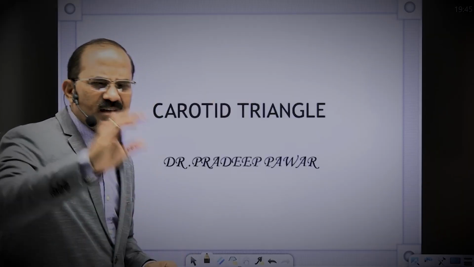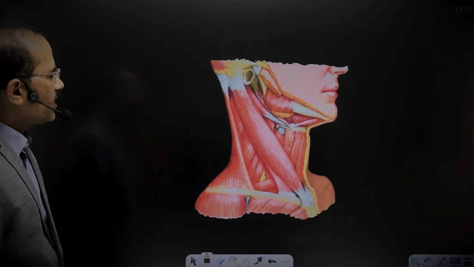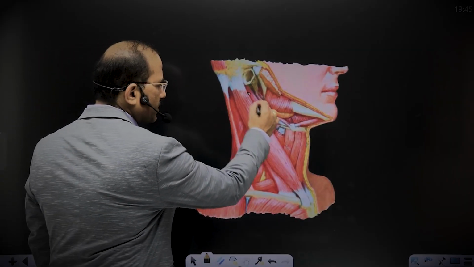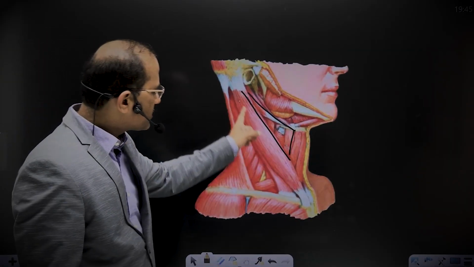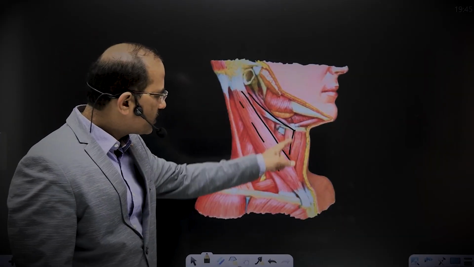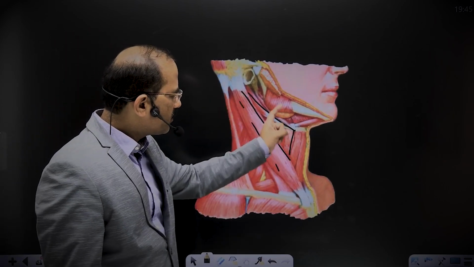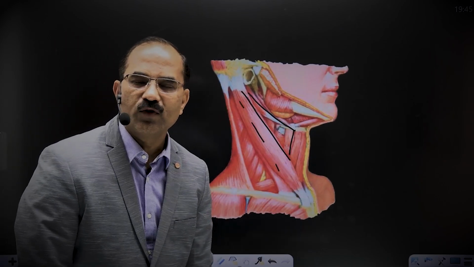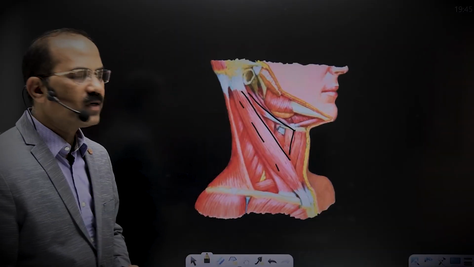Okay, we have seen the boundaries of carotid triangle, students. Let us just quickly go through it. This is the carotid triangle here. What are the boundaries of carotid triangle? That's the sternocleidomastoid behind, the posterior belly of digastric, and the superior belly of omohyoid. Clear? So this is going to form the boundaries of the carotid triangle.